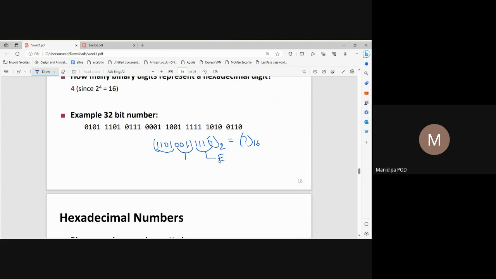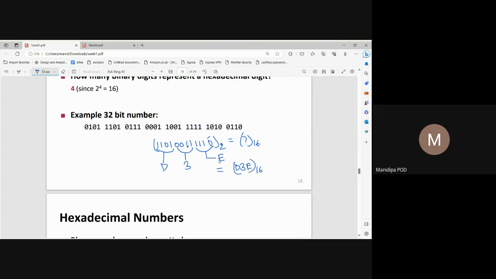Here, this is 3. 3 I can write as 3, and 1101 is, anyone? It's D. Yeah, right. So here's my hexadecimal equivalent, D3E. This is in base 16, right?